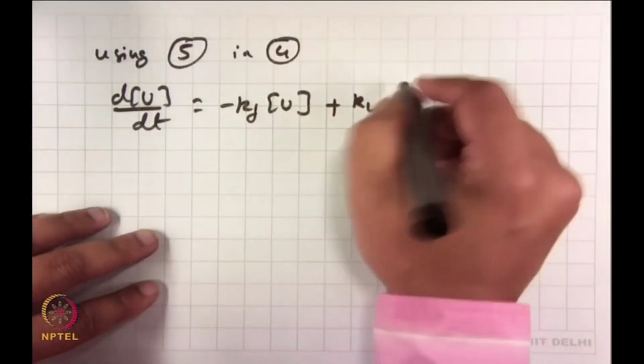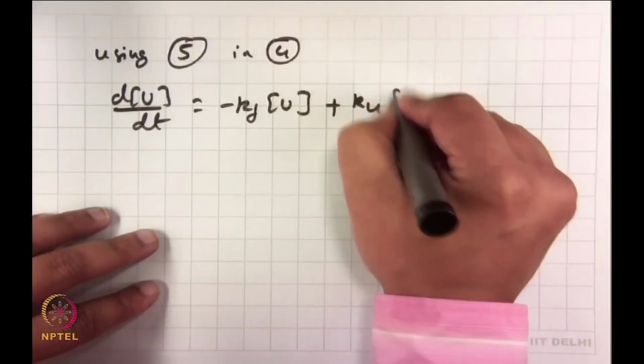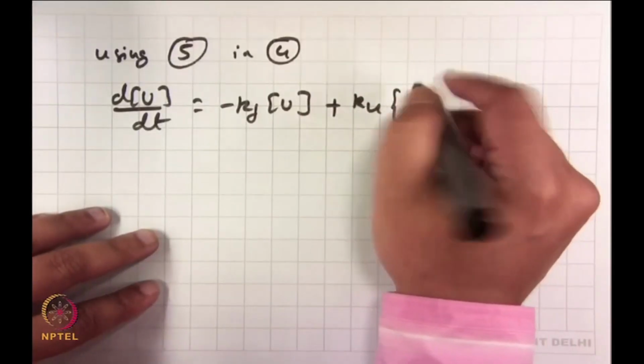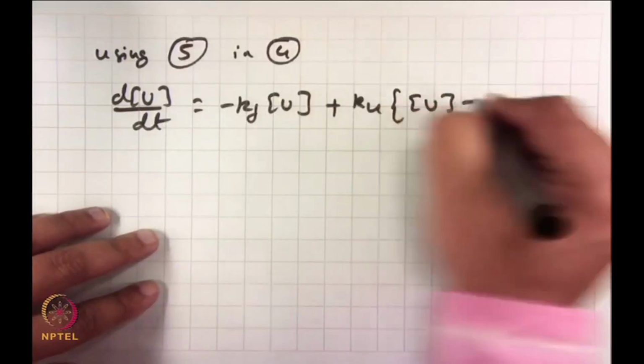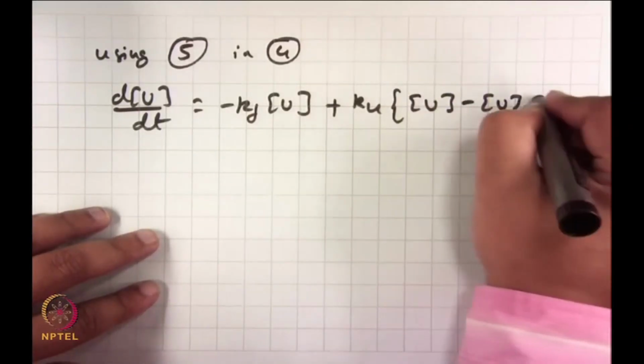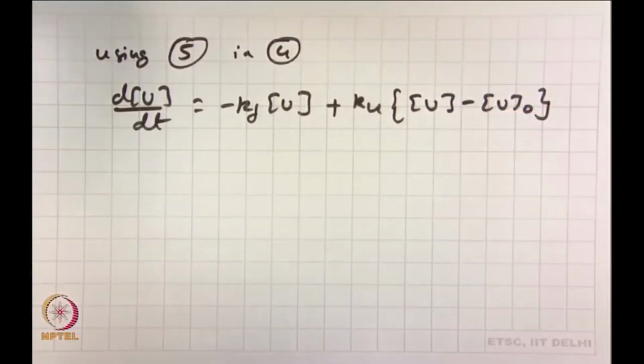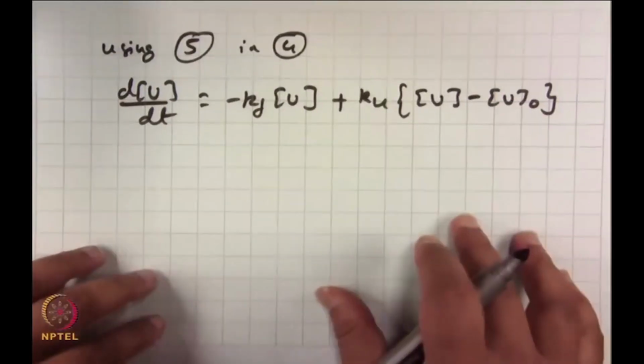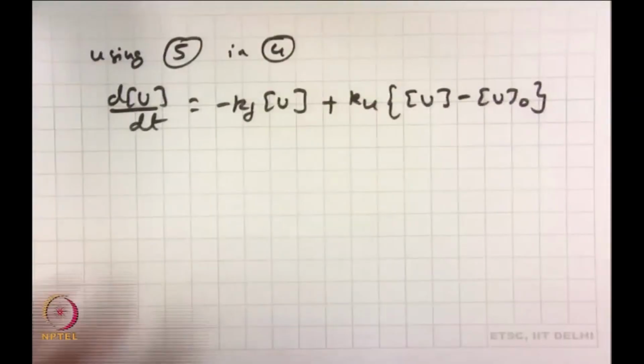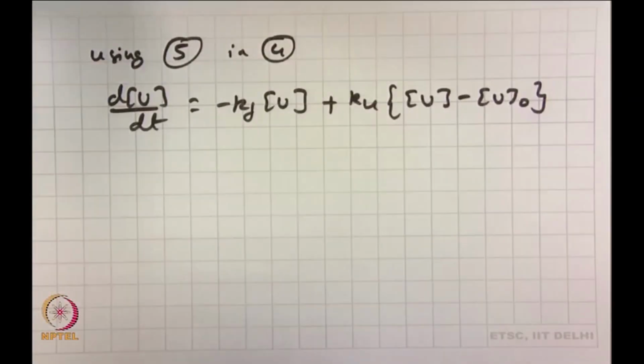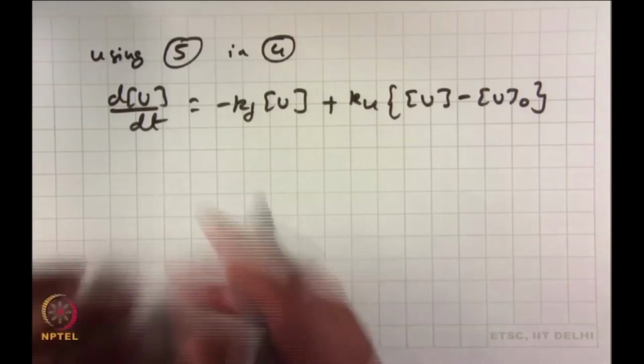Now, what I do is I replace the concentration of f by concentration of u minus concentration of u naught, right. Okay. So, now if this is what I am having, I have just replaced f, I have not done much, right. I have just replaced f, that is it. Okay. Now, I split it out.